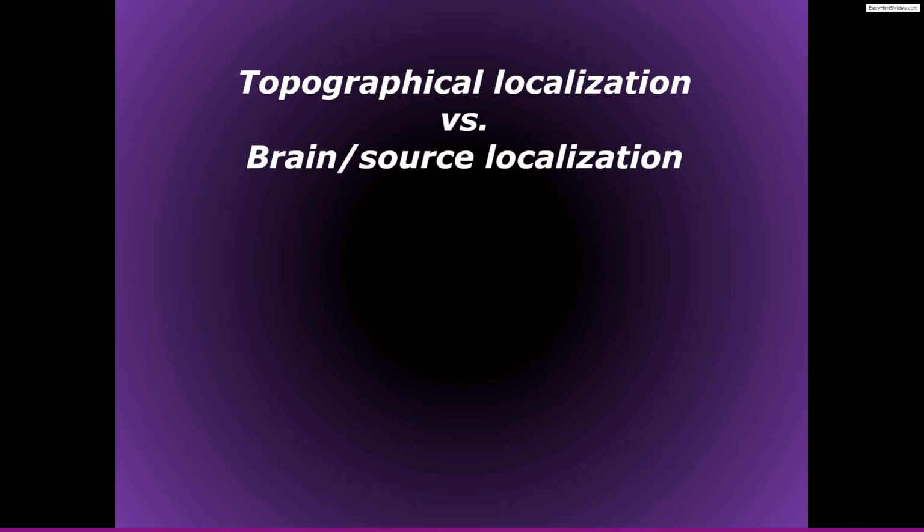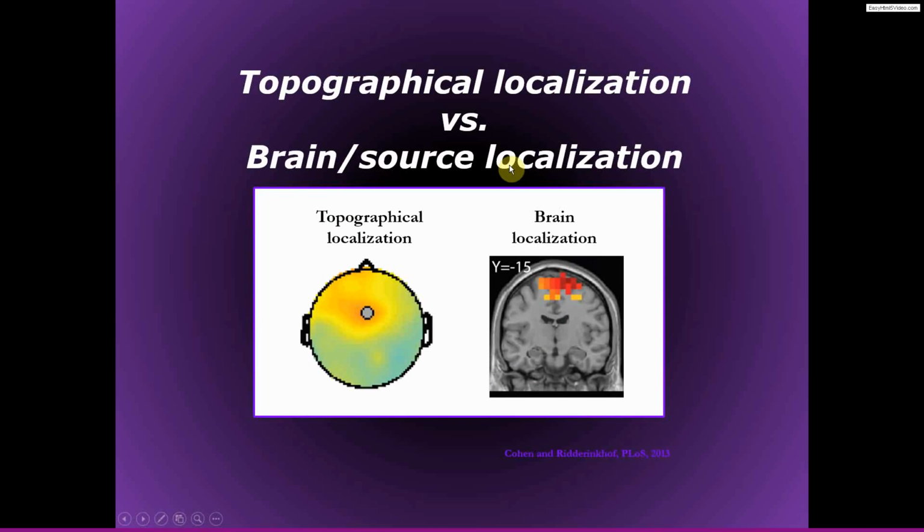I would like to clarify two terms that are kind of related and a little bit easy to confuse, but there is an important difference between them. The terms are topographical localization versus brain localization, also sometimes called source localization. The difference between these two terms is illustrated by these two pictures here.